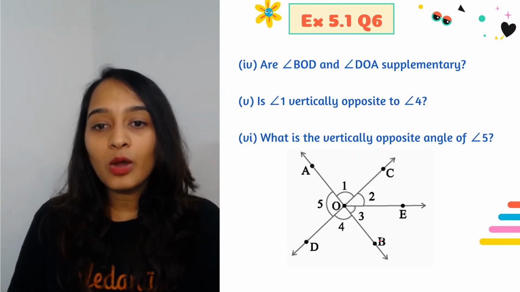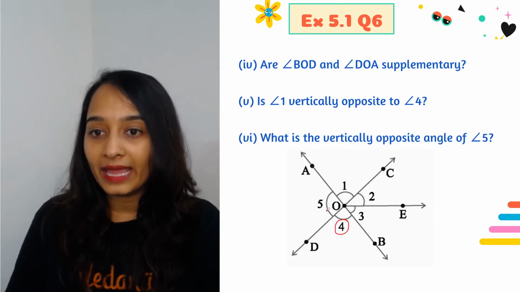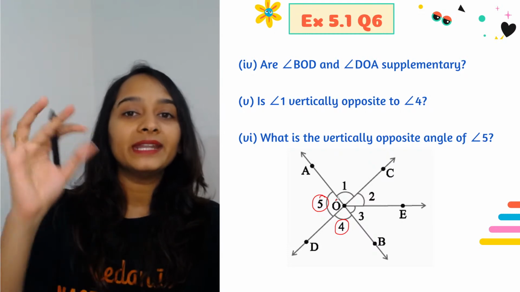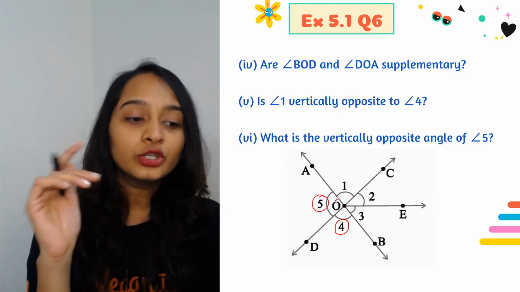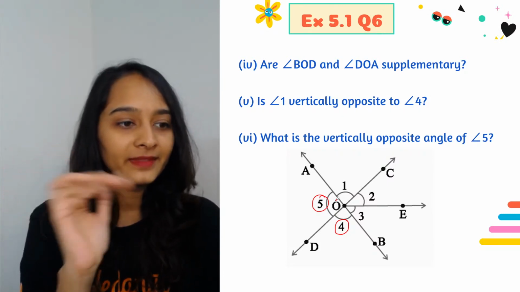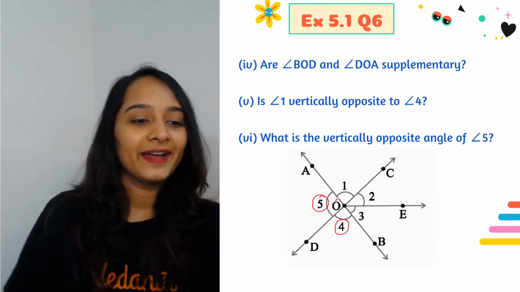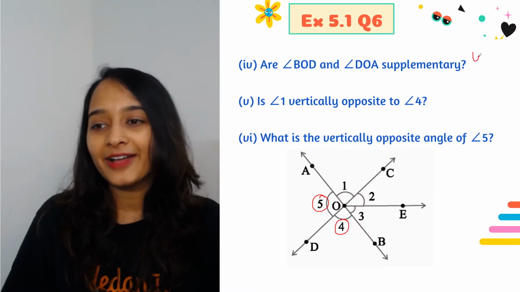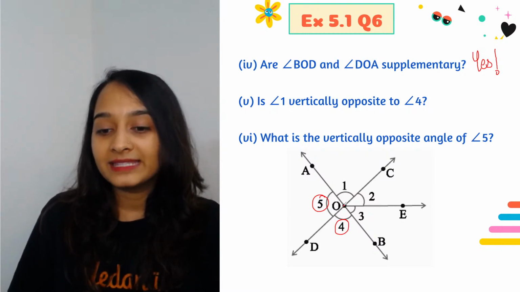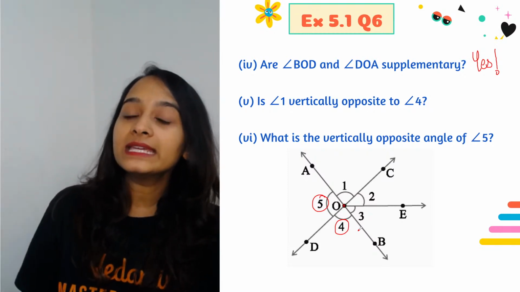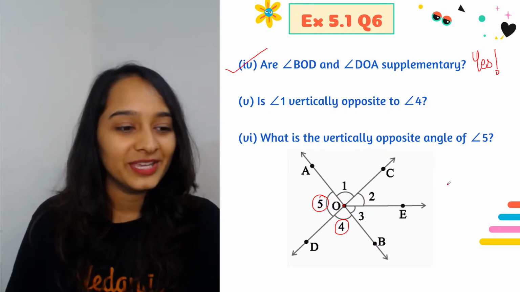Are angle BOD, that is angle 4, and angle DOA, angle 5, supplementary, yes or no? Angle 4 and 5 are supplementary, yes or no? Atulya, do you know why the answer is yes now? Awesome. Yes, they are supplementary because they are lying on a straight line and they are adjacent. So they are a linear pair, and linear pairs are always supplementary.